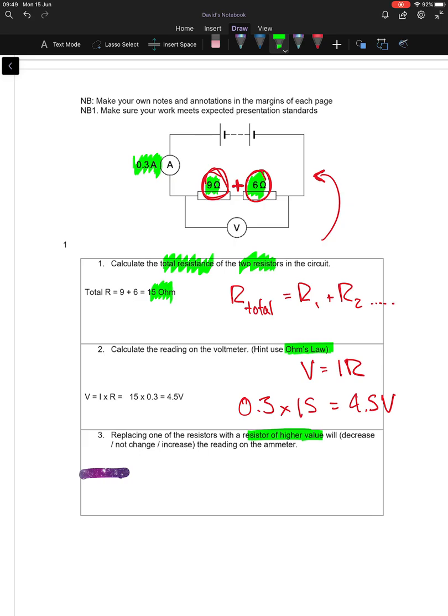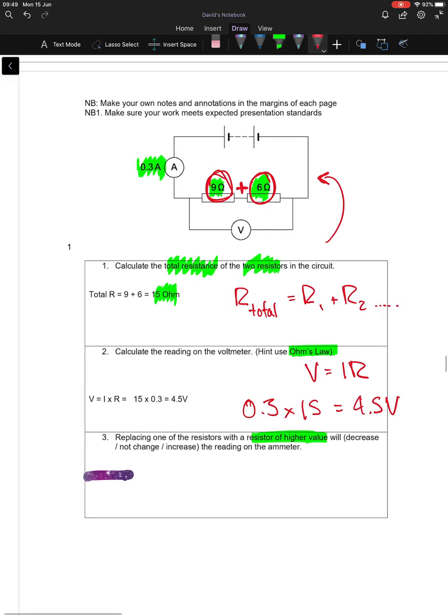So, replacing one of the resistances with a resistor of a higher value. So resistance of a higher value is going to increase the resistance, isn't it? And if you've got a higher resistance, does that mean your current, which is measured by the ammeter, the flow of the electrons, is it going to make it easier or harder for it to move around? Now it's going to make it harder, so what's that going to do to the reading? It's going to go down because there's going to be a lower flow of current. Good. Right, have a go at that.